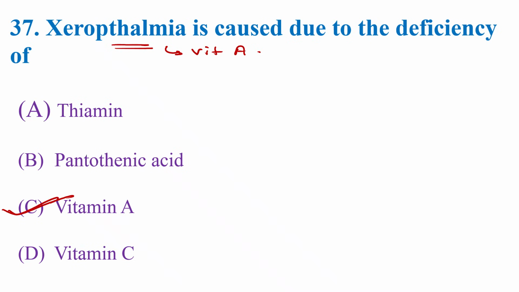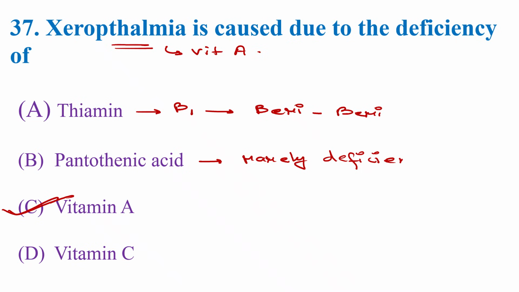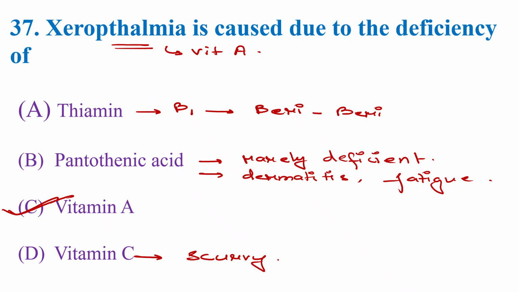Whereas thiamine, that is vitamin B1, it causes beriberi disease. Pantothenic acid is rarely deficient. Even it causes dermatitis, fatigue, and vitamin C causes scurvy. So over here my correct option is option number C.